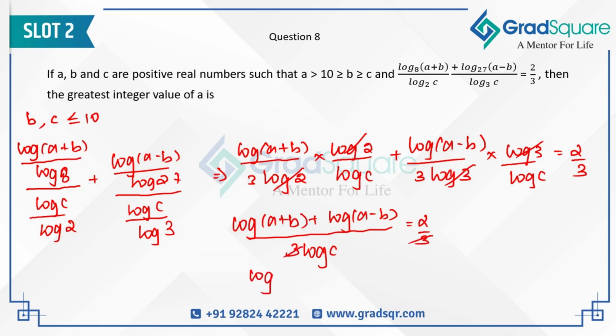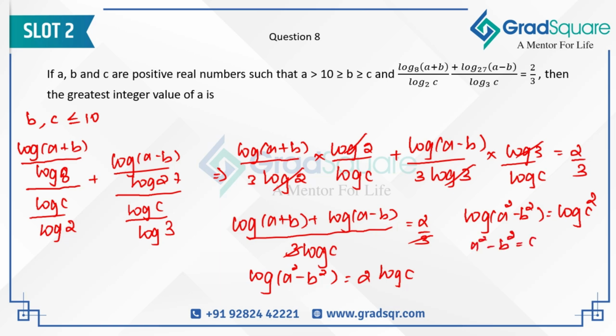So I can combine the numerator and write as log of A square minus B square should be equal to 2 times log of C. Log of A square minus B square is equal to log of C square. That means A square minus B square should be equal to C square, or A square equal to C square plus B square. Now I need to find the greatest integral value of A.